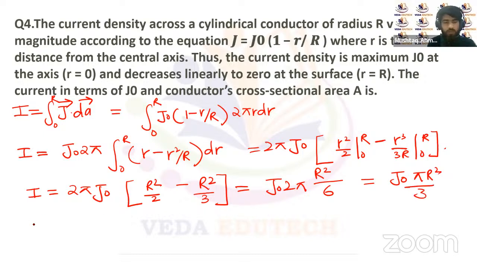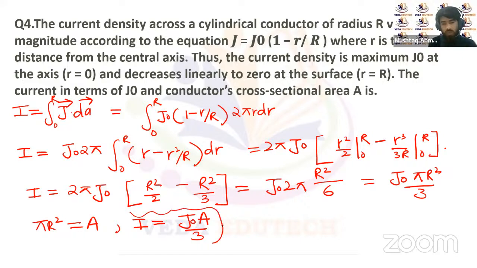Now pi R square is the total area of cross section of this wire, that's equal to A. So in terms of area of cross section A, I will be equal to J naught A upon 3. So this will be the total current flowing through this conductor. The total current through the conductor is J naught A upon 3. So this is how we can calculate the total current by integrating the current density with respect to r.